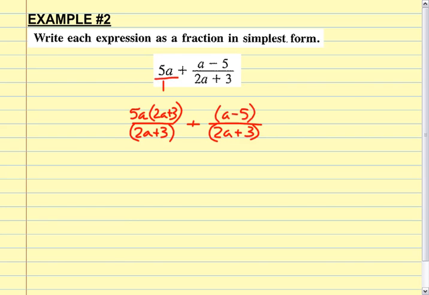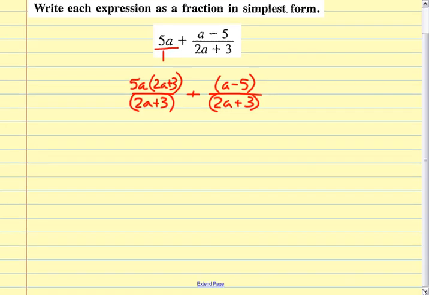A minus 5. Whenever I'm adding and subtracting terms, I like putting those quantities in parentheses to remind myself I can't cancel part of a quantity. I have to cancel all of it or none of it. Okay? All right, so now I can write this all over 2a plus 3. And let's see. I'm going to simplify the top, so that's going to give me 10a squared plus 15a plus a minus 5. I can just drop the parentheses because it's adding.